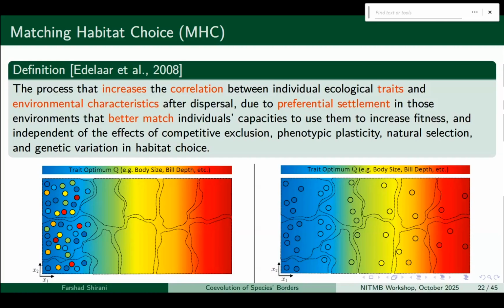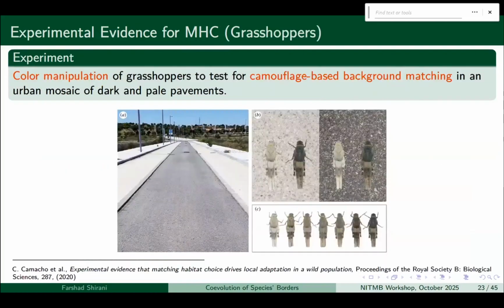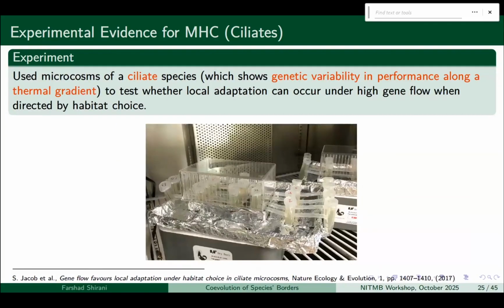Let's say that this is an environmental gradient. The phenotype of each individual is shown by the colors. After matching habitat choice, if it is done perfectly, they find their best matching location and move there. There has been evidence for many species that they do that, for grasshoppers, for example, and also for microbial organisms.